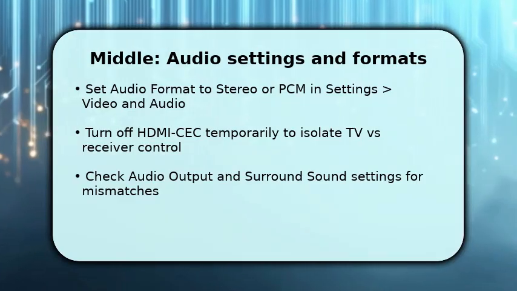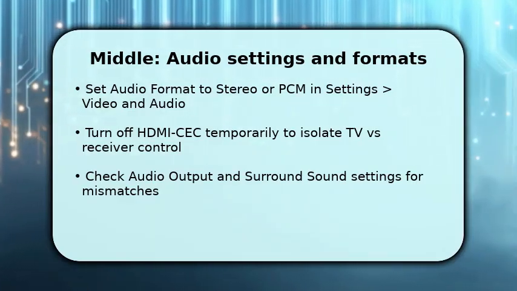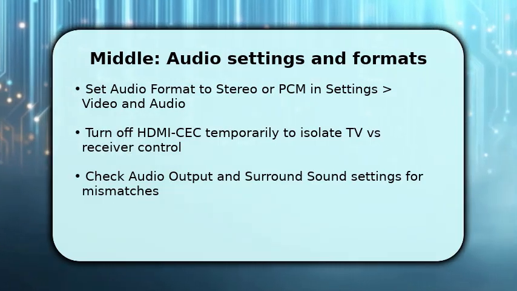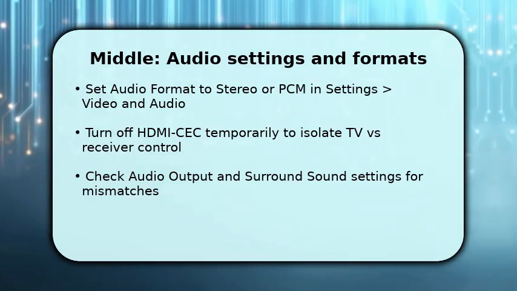Now dive into audio negotiation. Go to Settings, Video and Audio, and set audio format to stereo or PCM. This forces compatibility if the receiver rejects Dolby formats.